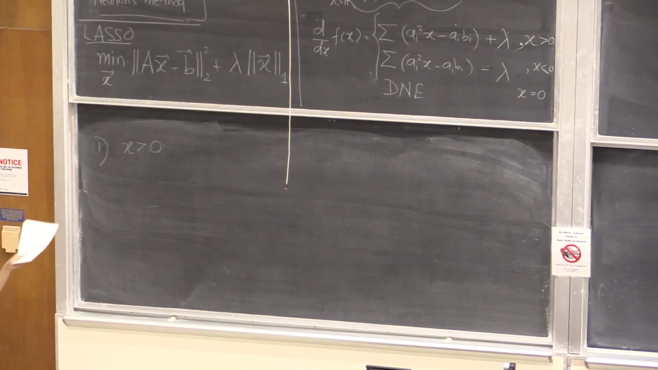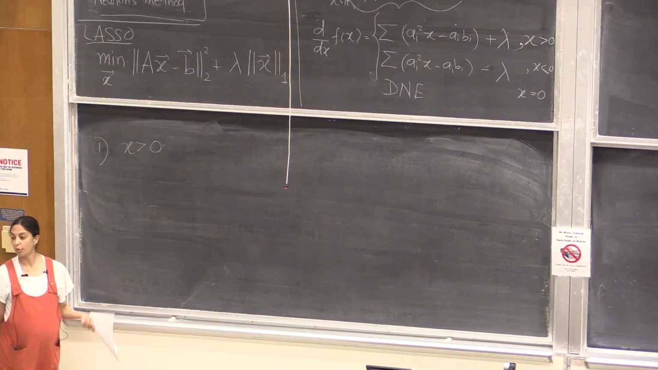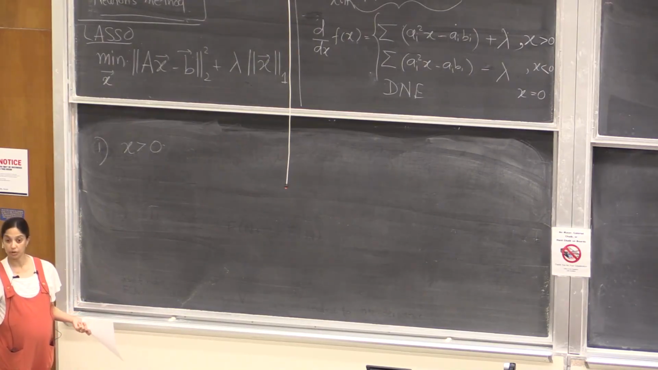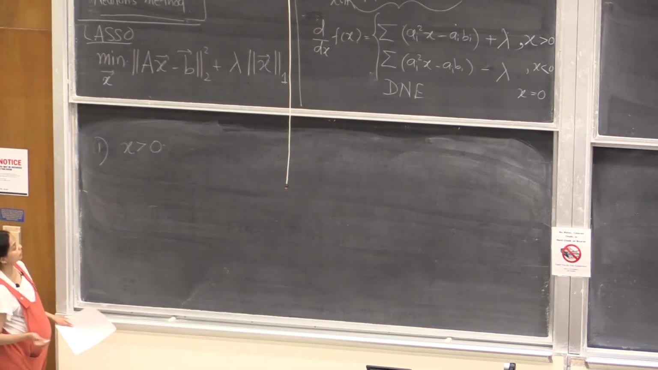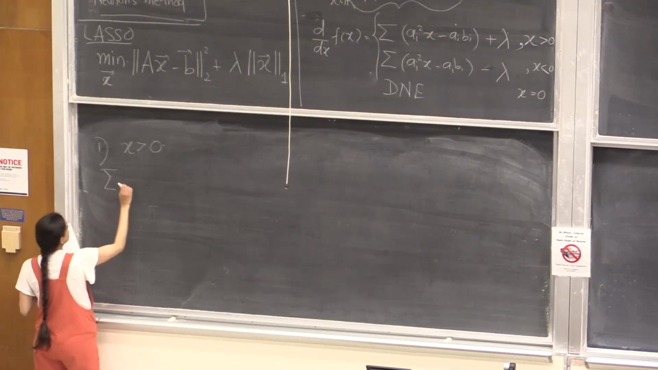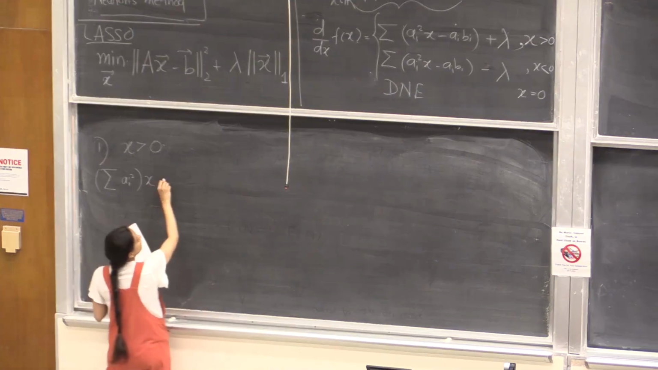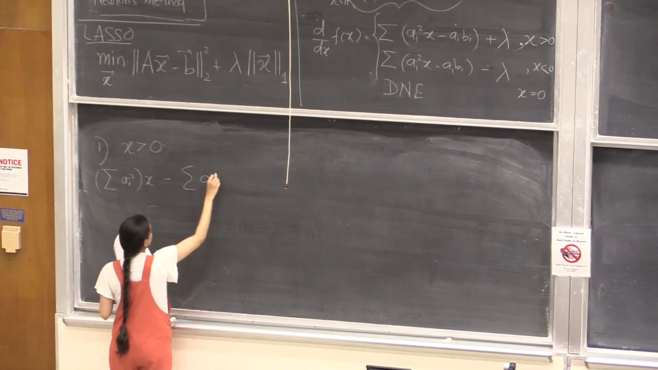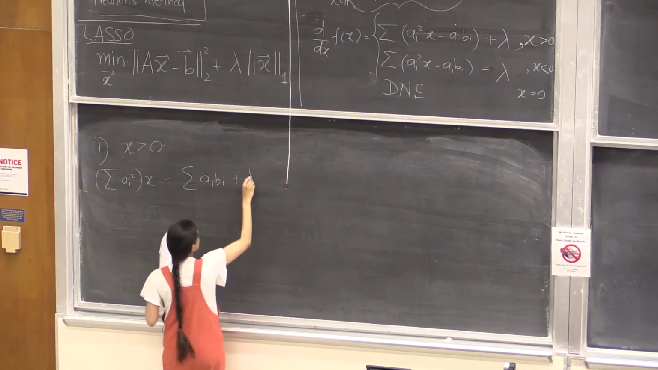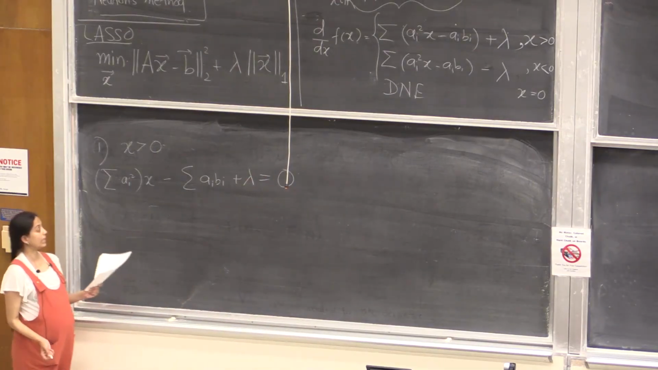The one that satisfies which of that? The top case, right? So if x was greater than 0, I know that my optimum point is the point where the gradient is 0. And so I'm going to set that gradient equal to 0. So what do I get? I get sigma ai squared times x minus sigma ai bi plus lambda equal to 0. This is the case that I get.